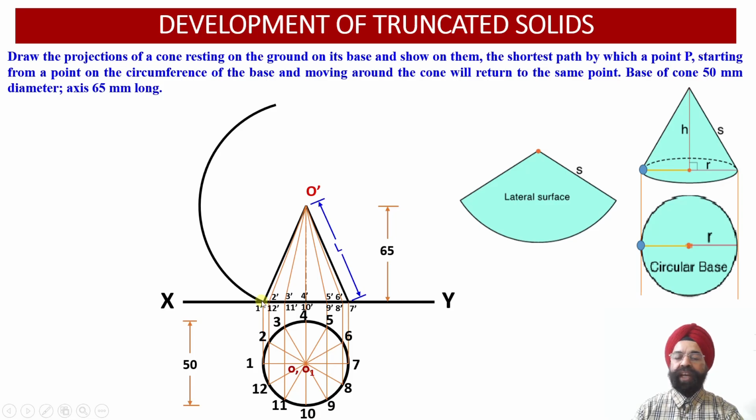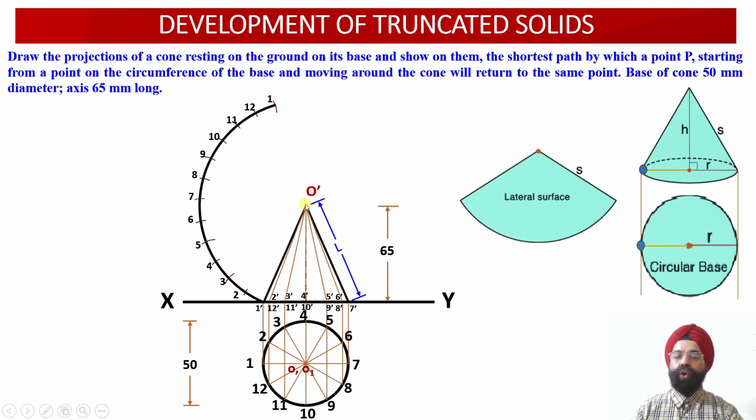So now with 1 dash point as the needle point, we are going to mark 12 arcs over here, so that we obtain the points 2, 3, 4, 5, 6, 7, 8, 9, 10, 11, 12 and again 1. So now we can check, 12 sectors we have been able to obtain over here, corresponding to 12 segments of this circular projection.